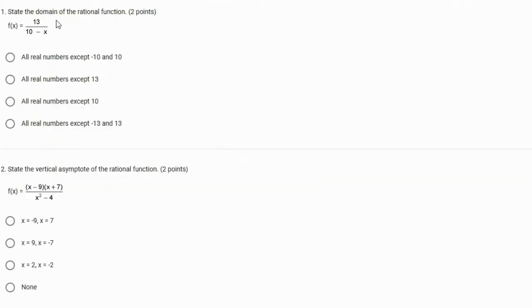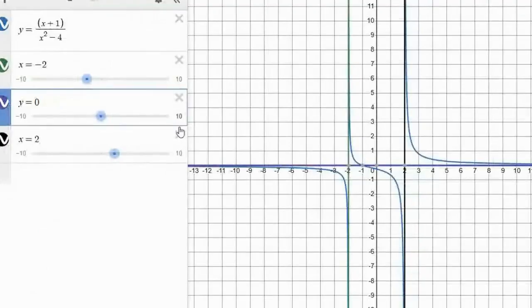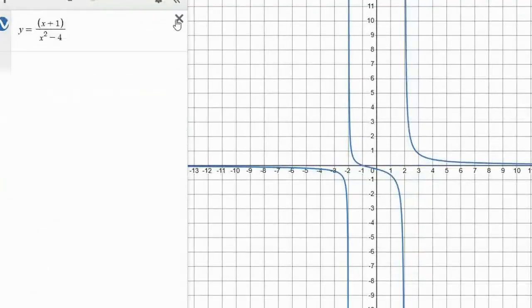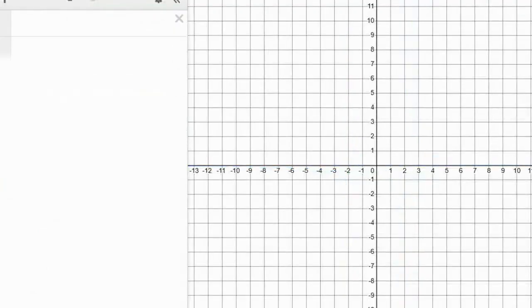Oh, state the domain. That's what possible x's they are, right? Well, that was the first thing we talked about, is it's going to include all x's from negative infinity to infinity, except for any x that would make the denominator a 0. And if you're not sure, just graph it. And say, are there any x's that it cannot be?